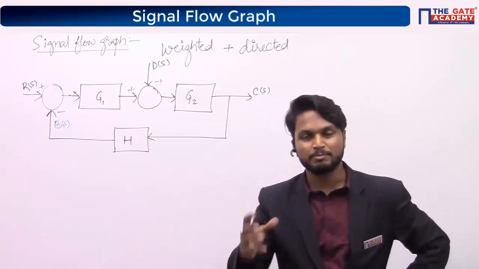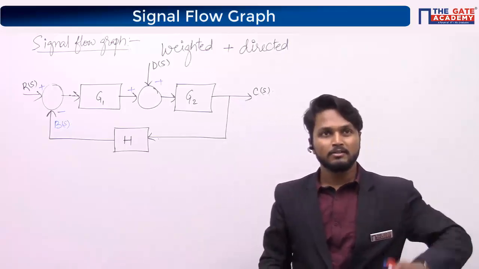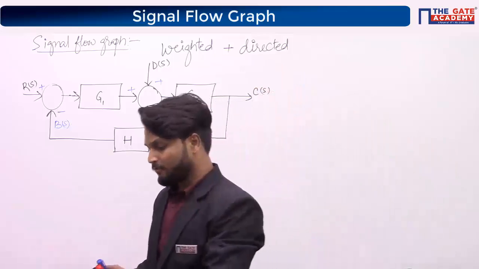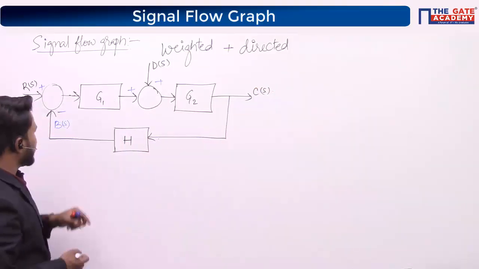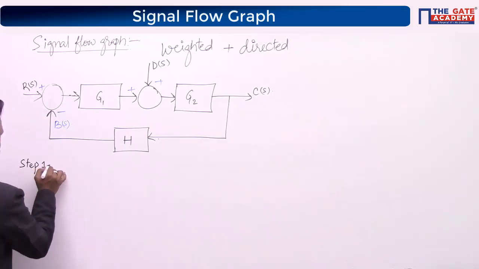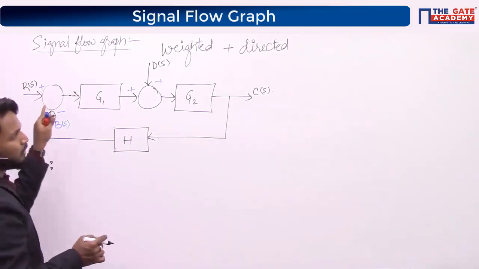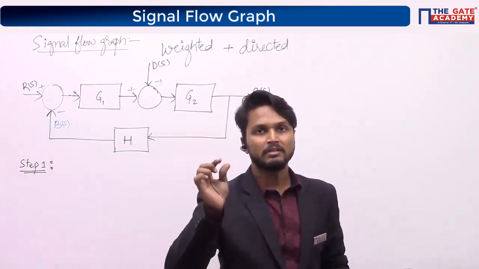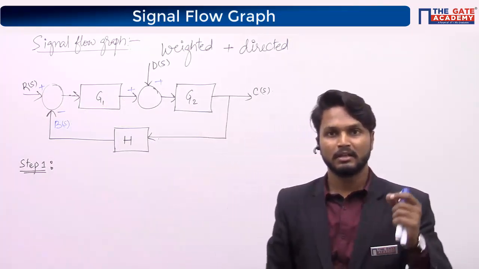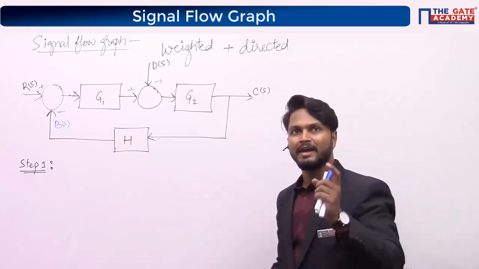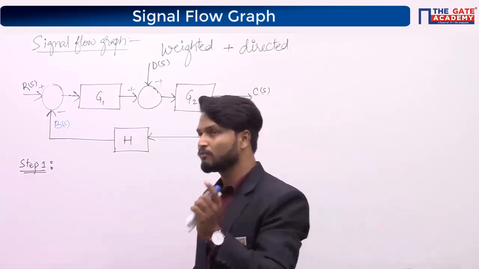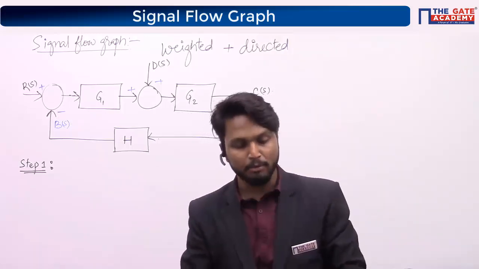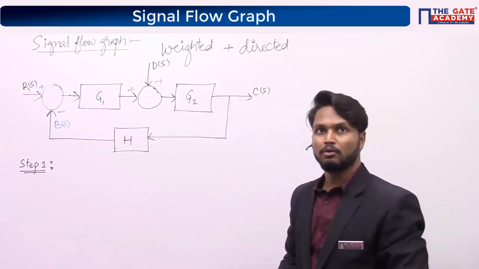So what are the steps I should follow? Please note down the steps one by one. The first step, step one: replace all the summing points as well as takeoff points with nodes. Replace all the summing points and takeoff points with nodes.